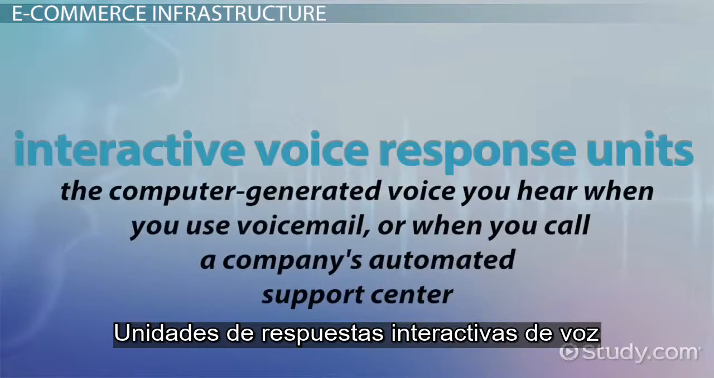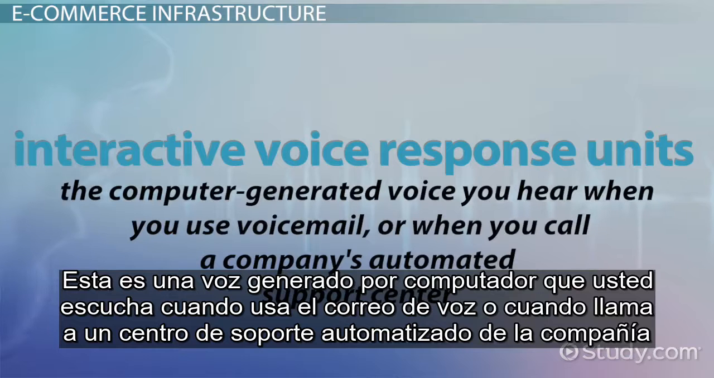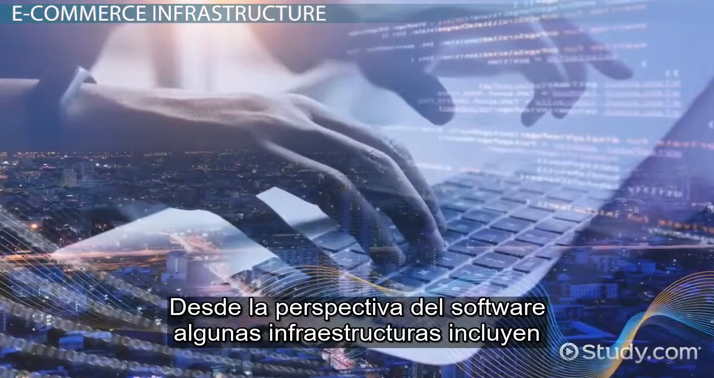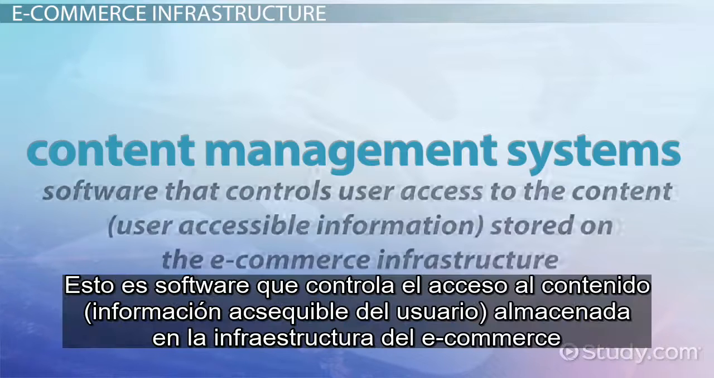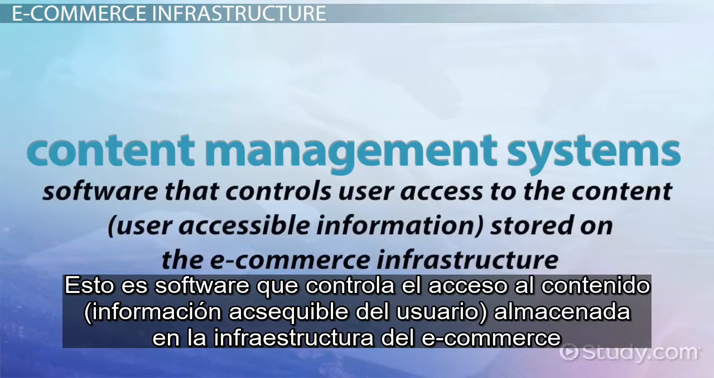Encryption devices. These devices translate information into non-human readable forms and protect it from prying eyes. Interactive voice response units. This is the computer-generated voice you hear when you use voicemail or when you call a company's automated support center. From a software perspective, some of the infrastructure includes content management systems. This is software that controls user access to the content, user-accessible information stored on the e-commerce infrastructure.